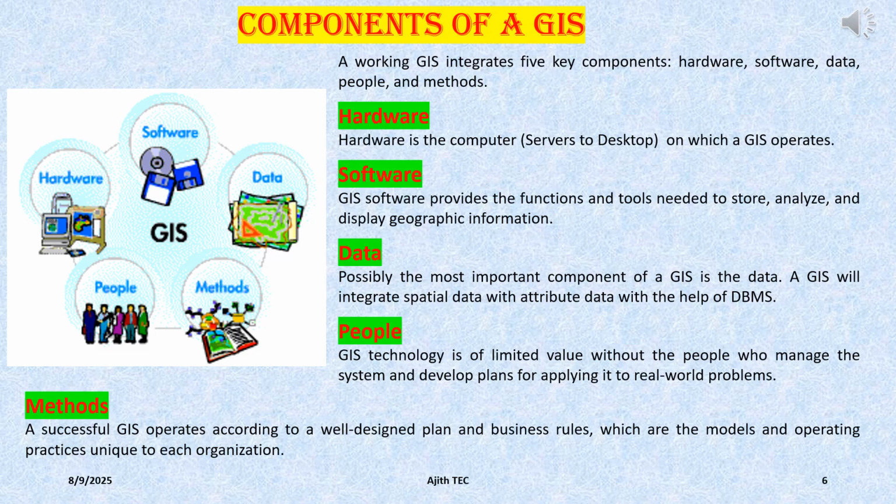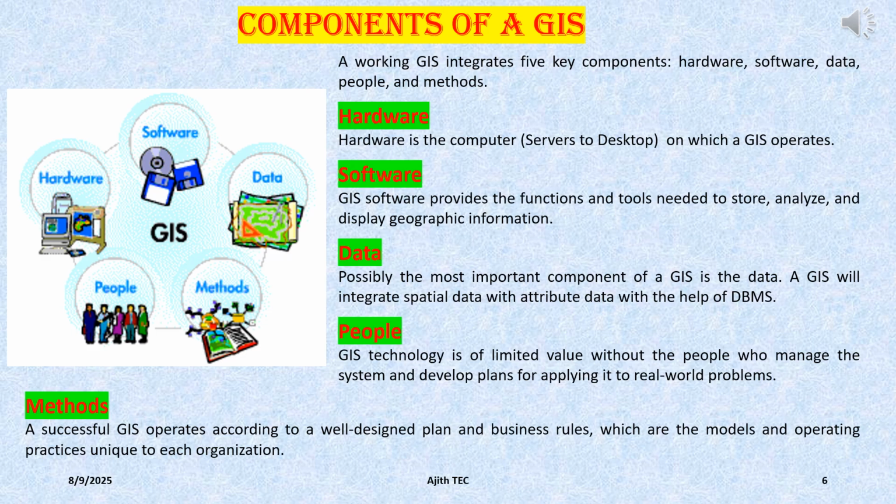Components of Geographic Information System. A working GIS integrates 5 key components: hardware, software, data, people, and methods. Hardware. Hardware is the computer, from servers to desktops, on which a GIS operates. Software. GIS software provides the functions and tools needed to store, analyze, and display geographic information. Data. Possibly the most important component of a GIS is the data. A GIS will integrate spatial data with attribute data with the help of a DBMS.